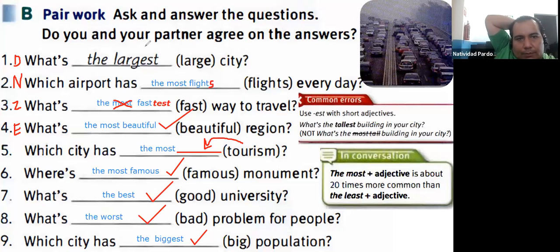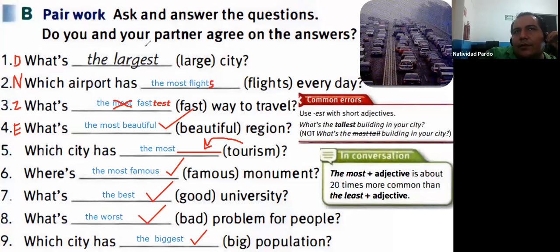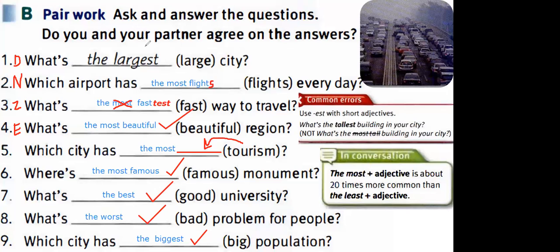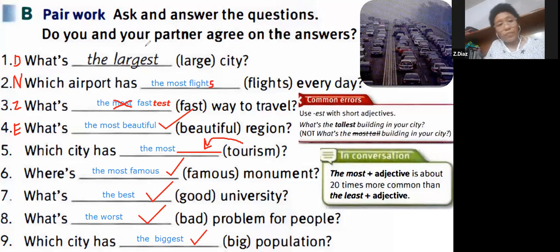Okay, guys, number two, which airport has the most flights every day? Which airport? I think Dallas Fort Worth is a very big airport. I don't know. What do you think about it? I think the most flights every day is in the US? Yes, it's in the US. But which, do you know? Okay, number two. What's the fastest way to travel?